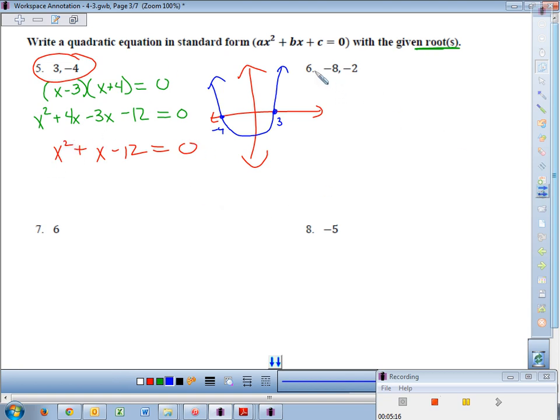So number 6, if these are the solutions, what are my two groups going to look like? Since those are integers, what would be my first one? x plus 8 times the quantity x plus 2 equals 0. Now, since they want it in standard form, FOIL it out. Is there a shortcut to that one? Nope.